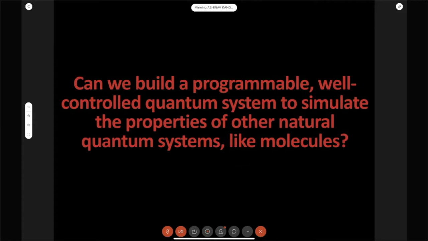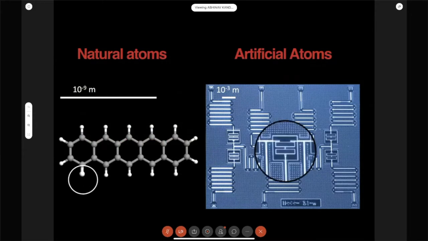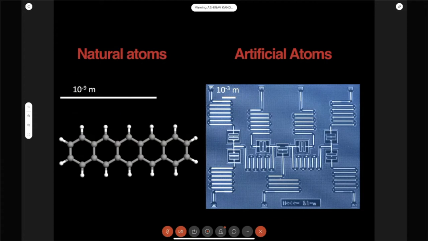And this is an example on the right of one programmable quantum system that you're familiar with, made up of transmons, okay? Which one can really think of as artificial atoms. And this comparison works really nicely. You have a network of artificial atoms on the right, which you want to use to simulate networks of real atoms, okay, on the left.